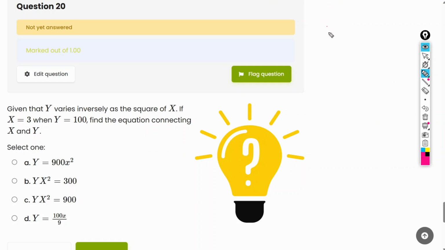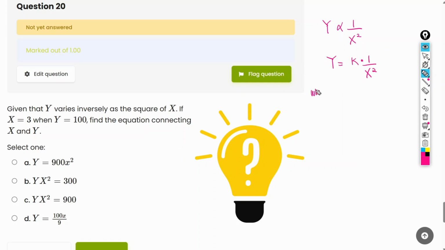All right, y varies inversely as the square of x. So given that y varies inversely as the square of x, we can set up the relationship with an equation. So we have y is equal to k times 1 over x squared.